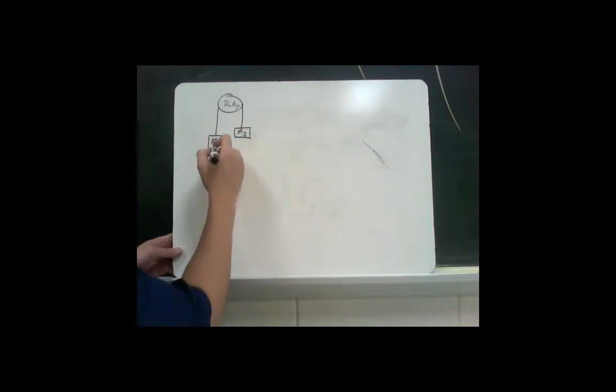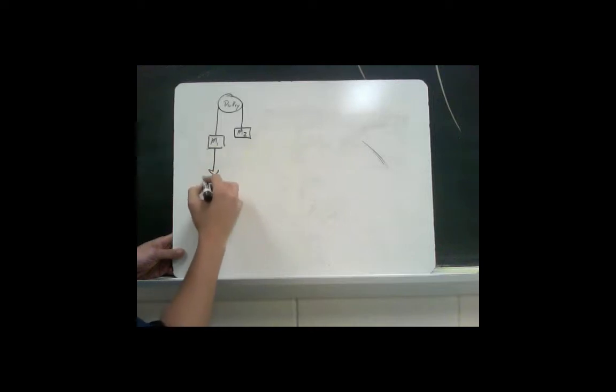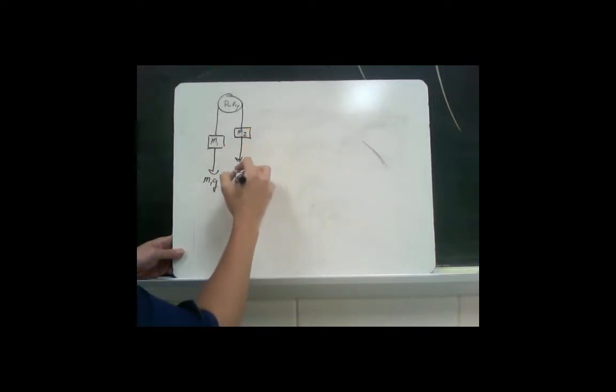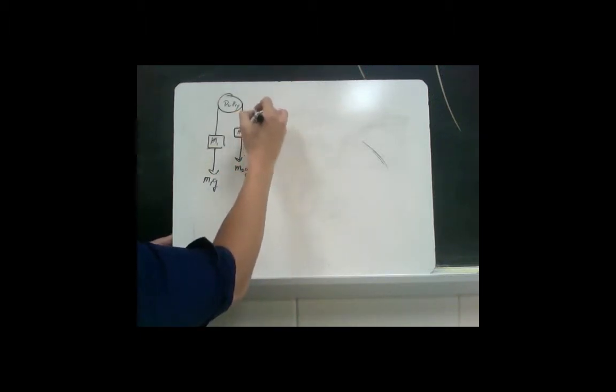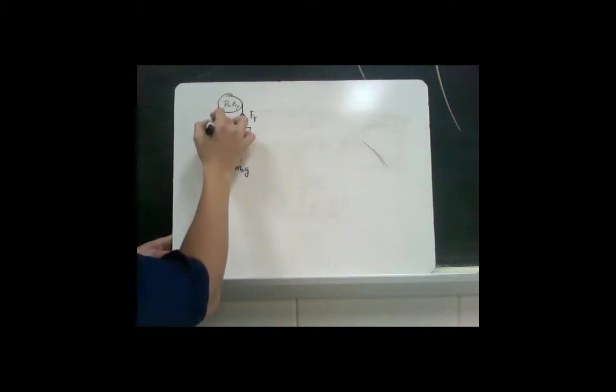All right. So first things first, I want us to create a free body diagram for each of these masses. So the first thing, we have mass 1 going down with the force of gravity, and we have the weight of mass 2 going down with the force of gravity. We have the force of tension in the string there. And we have the same string over here with the same force.